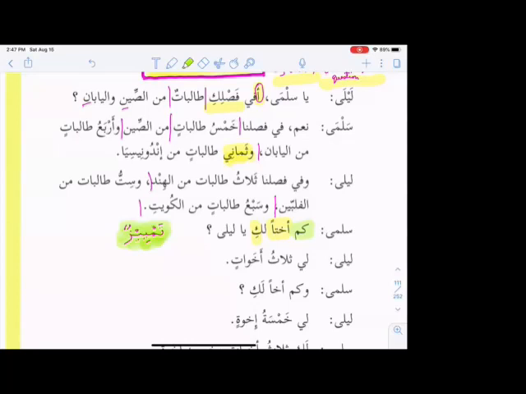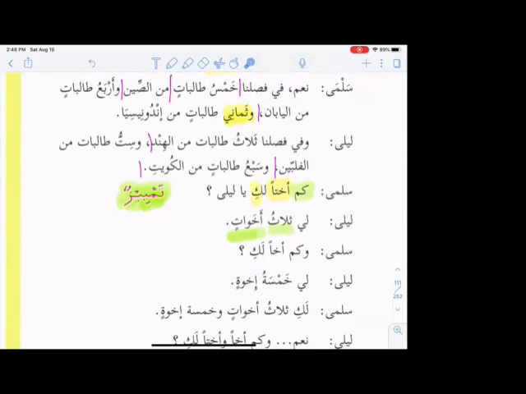Kam ukhtan laki ya Layla. Now the answer is li salasu akhwatin. See, akhwatin is sisters. So it's a feminine, so it became salasu. Make it brothers, ikhwatin, it will become salasatu. Just to broaden your understanding, my brothers.